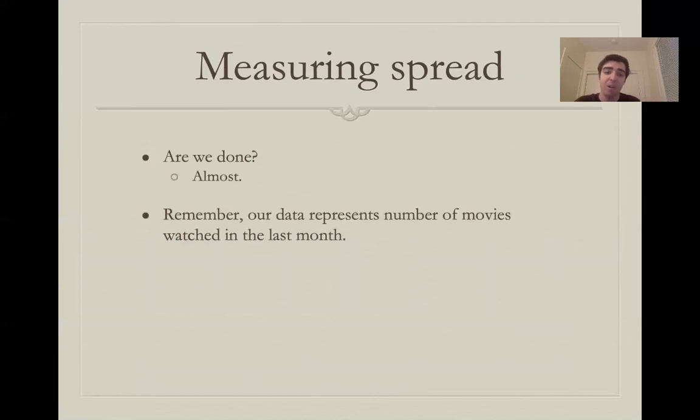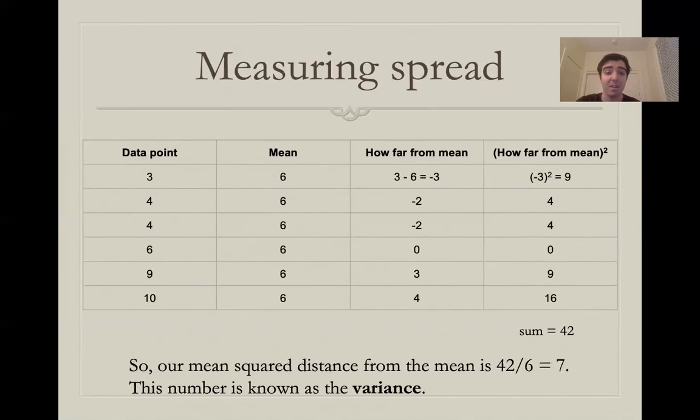Remember that our data represents the number of movies watched in the last month. What are the units on the 7 that we just calculated? Let's go back. On these data points, this was 3 movies, 4 movies, 4 movies, 6 movies, and so on. This was 6 movies, 6 movies, 6 movies. If I subtract 6 movies from 3 movies, that's -3 movies. So the units here are movies.